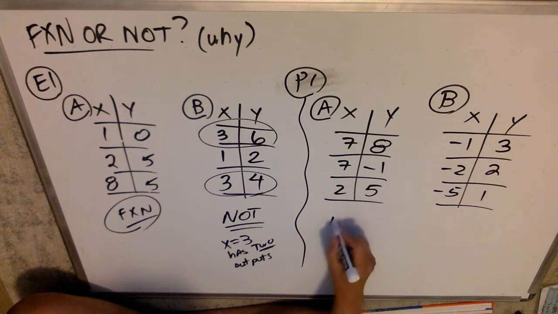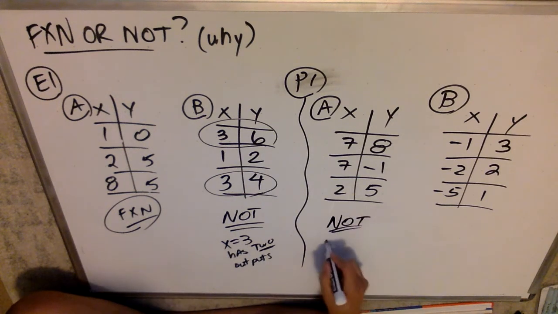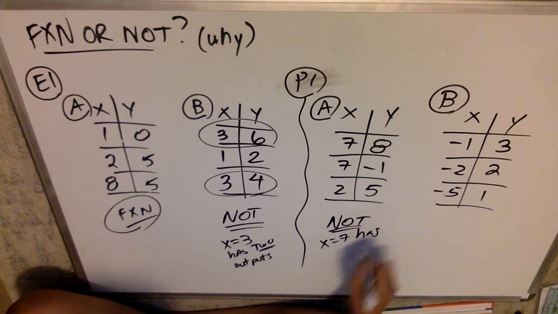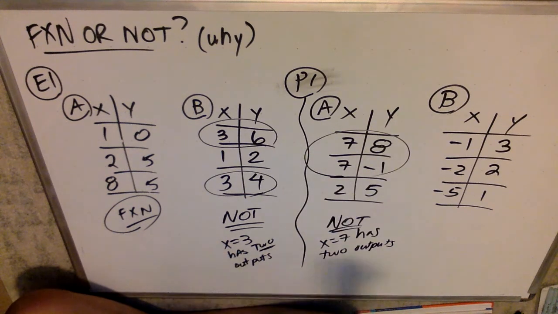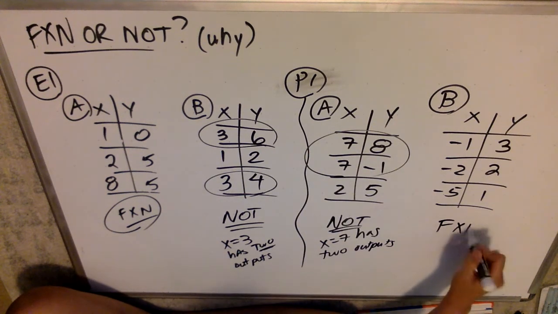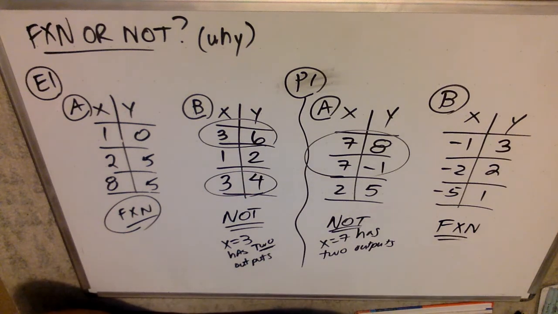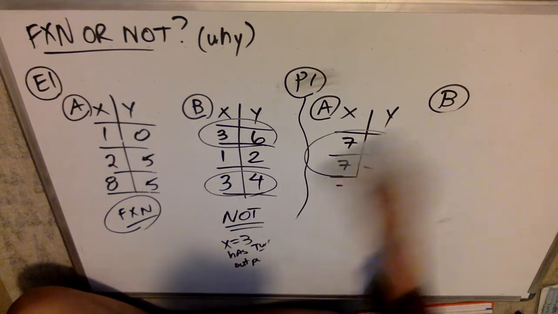So A is not a function, right? Why not? Because x equals 7 has 2 outputs, right? If you look right here, if you plug in 7, you get 2 different answers. And B is a function because there's no repeats in x, right? So again, if the x values repeat, you're looking at not a function, right? So that's pretty much it. Now let's talk about another way to spot a function.